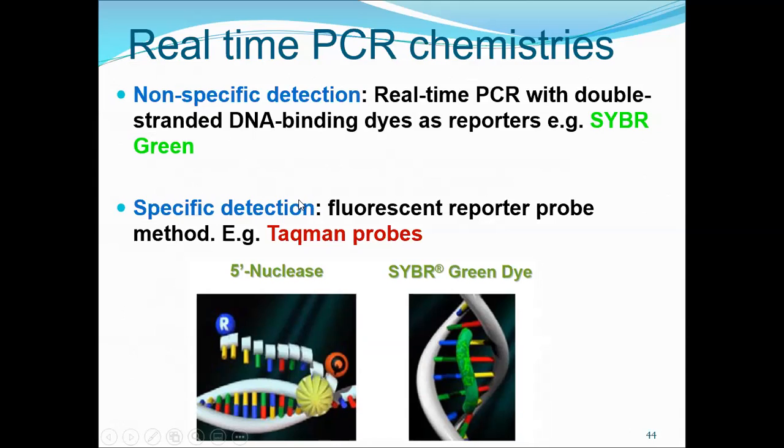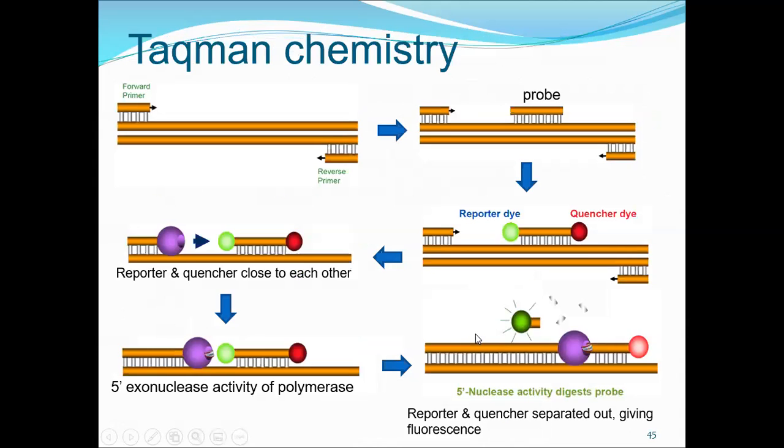So it binds everything. So it is a non-specific detection. The second is a specific detection, where a fluorescent reporter probe is used, which is called the TaqMan probe. So this is a TaqMan probe based method. This is a SYBR Green dye which binds to the minor groove of the DNA. In the TaqMan chemistry, you use the forward and the reverse primer with the template, and also a probe which binds somewhere in the middle of the template. And this probe is bound to the reporter dye on one end and the quencher dye on the other end.